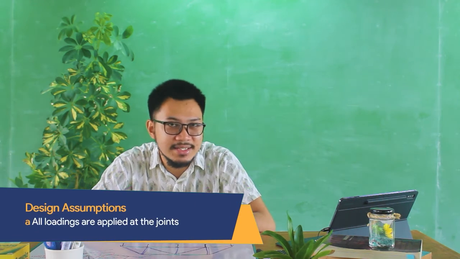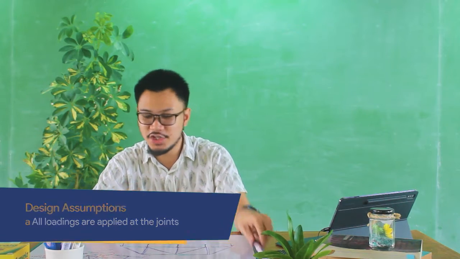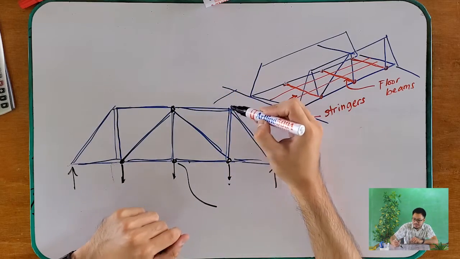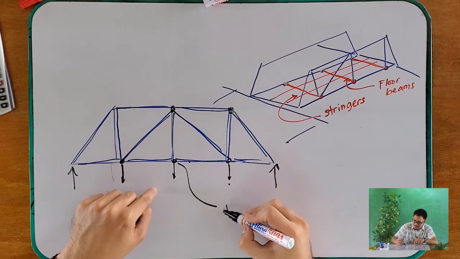First assumption is that all loadings are applied at the joints. Okay, so unsa man day ng joints? So, di ba, ato ni gitawag nga joint. Ang joint gani mao nang kung asa nag-intersect ang atong mga structural members. So, this is your joint.